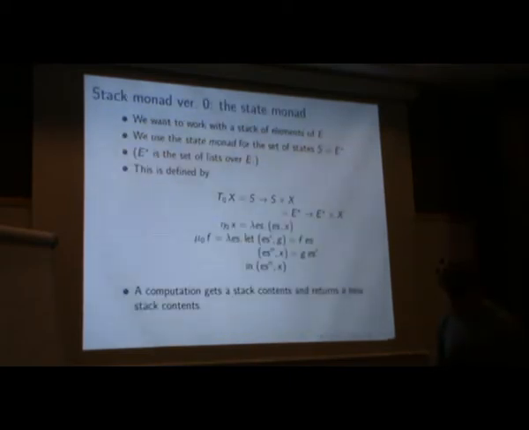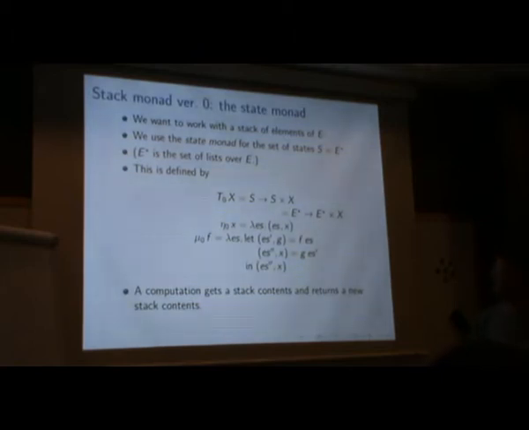So let's get going. This is my stack monad version 0, the state monad. I want to work with a stack of elements drawn from a set E. I just use the state monad for the set of states S, which is just list over E. Everyone has seen this. This is the first textbook example of a useful monad in computer science. And what is the notion of a computation here? If you program in a Kleisli category as we do, a computation gets a stack contents and returns a new stack contents, and then the value of interest.